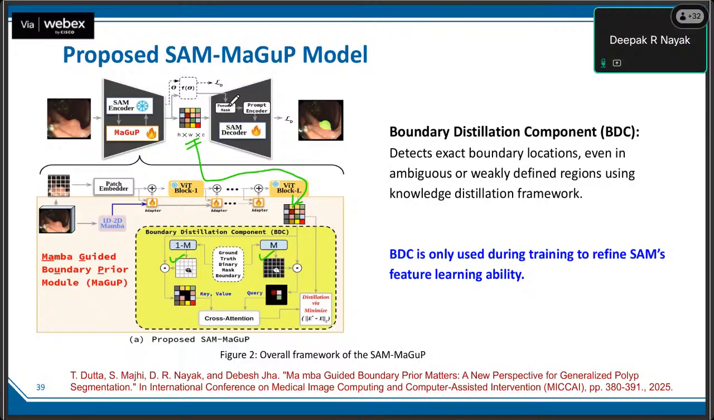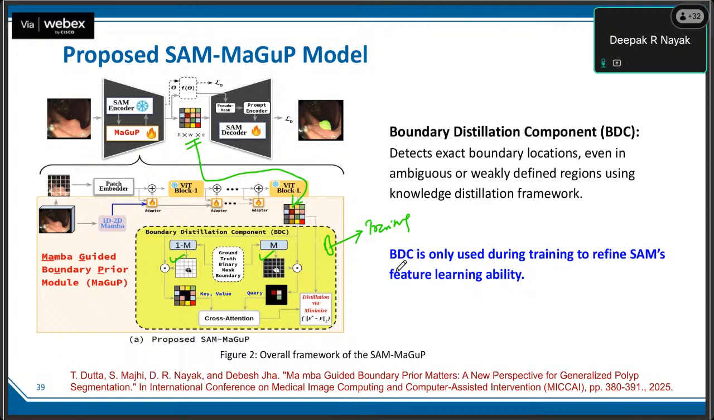So then what we are doing here is fine tuning the SAM model, especially the SAM decoder and all the adapter modules, including the boundary distillation component over here. Because this boundary distillation component takes the mask of both polyp and non-polyp, but during the inference time, we won't have the mask of both polyp and non-polyp regions. So this is only part of training. This is only used for the training. This is not going to be part of the testing, right?